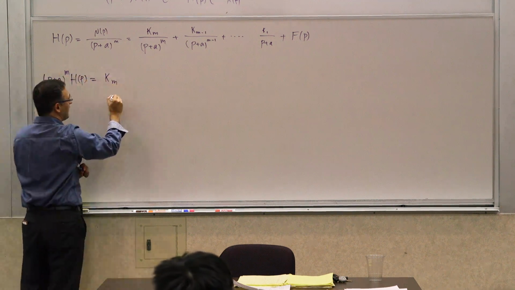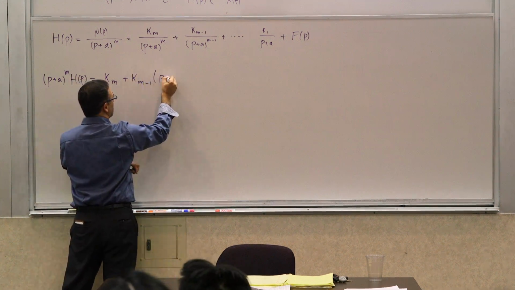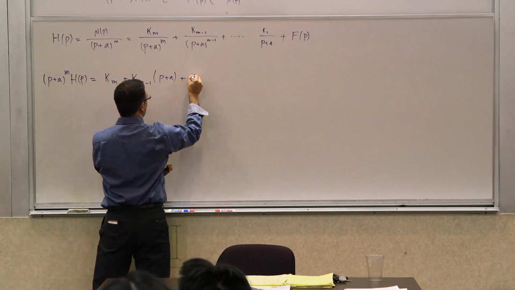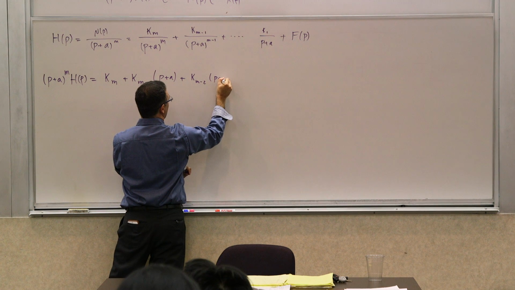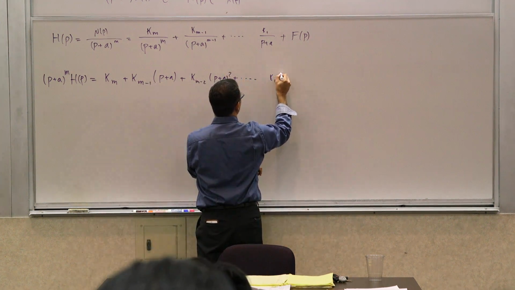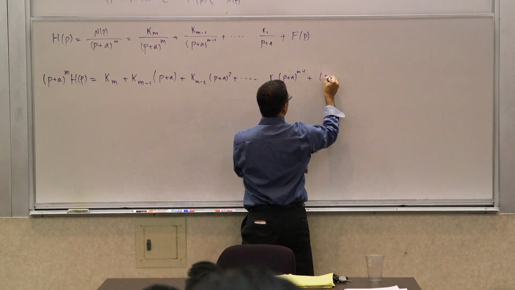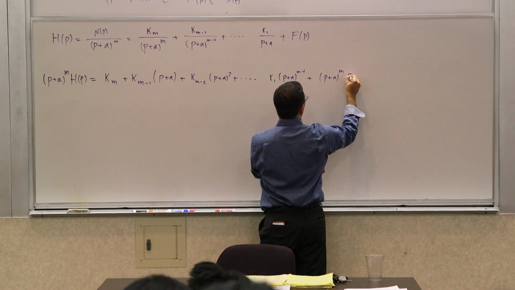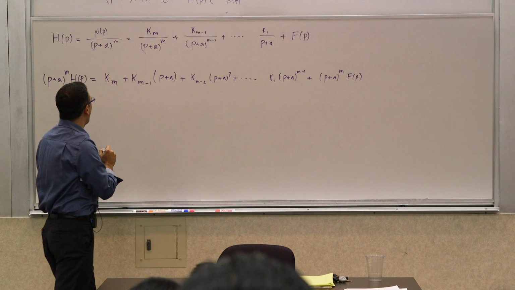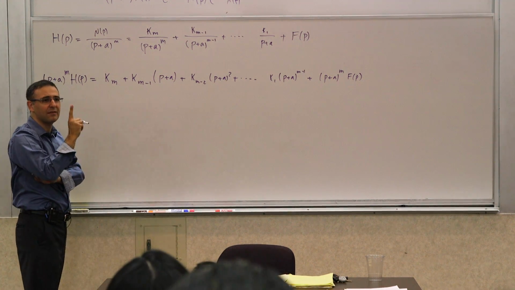I get km plus km minus 1 times p plus a plus the next one, km minus 2 times p plus a squared, all the way to k1 times p plus a to the m minus 1, plus p plus a to the power of m f of p, etc. Now, what is the value of this right-hand side if I set p to negative a?